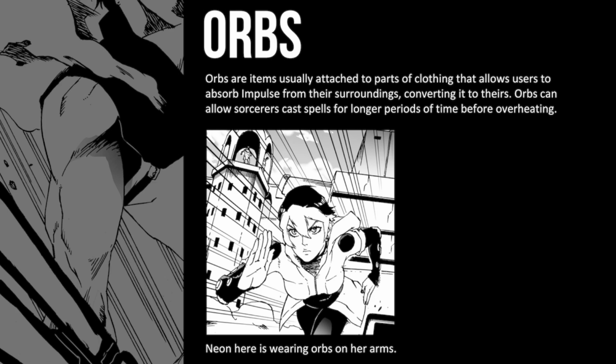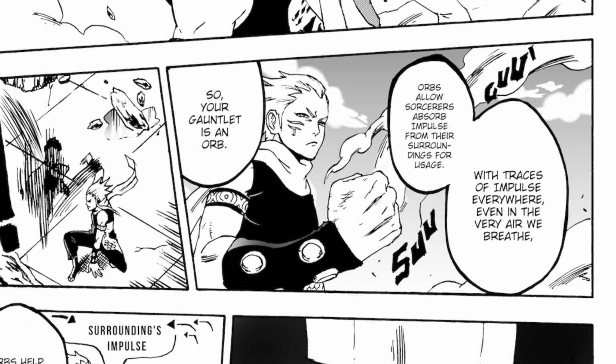So what are orbs? Orbs are items usually attached to parts of clothing that allow users to absorb impulse from their surroundings, converting it to theirs. Orbs can allow sorcerers to cast spells for longer periods of time before the orbs themselves overheat. Think of impulse as the energy source in Apple Black. And just like any other energy source, you can run out of this. So if you don't want to run out, you can use orbs to take from the surroundings. You can take impulse from your surroundings and use it to your advantage to continue to cast spells.